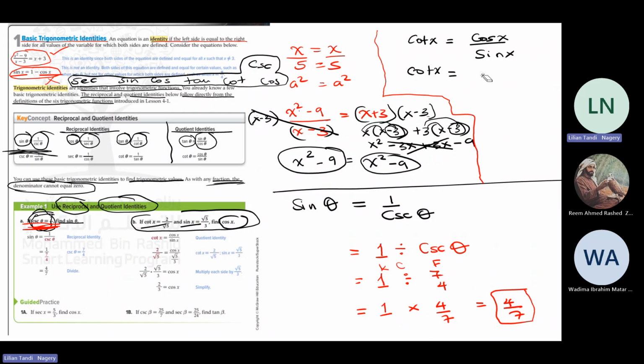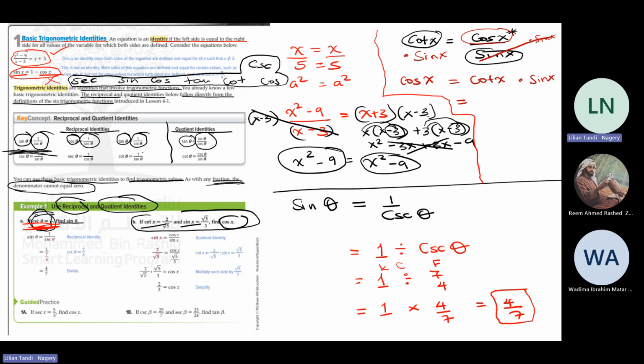So, according to my su'al, I know cot and I know sine. I want this. I don't know this. So how do I remove? I want cos. How do I remove sine x? I will darb both sides by sine x. So I will do here sine x, darb sine x. This and this goes, and I want this. So I will write here cos x equals cot x darb sine x.